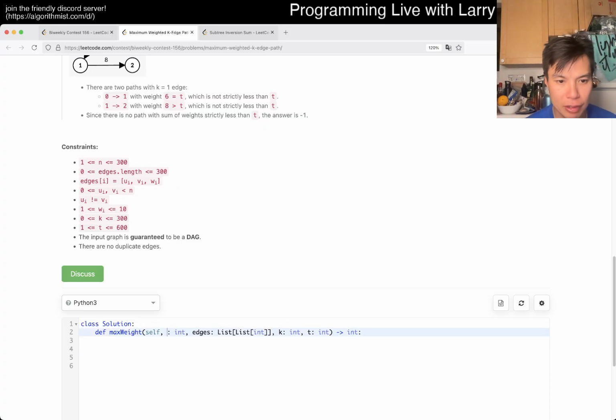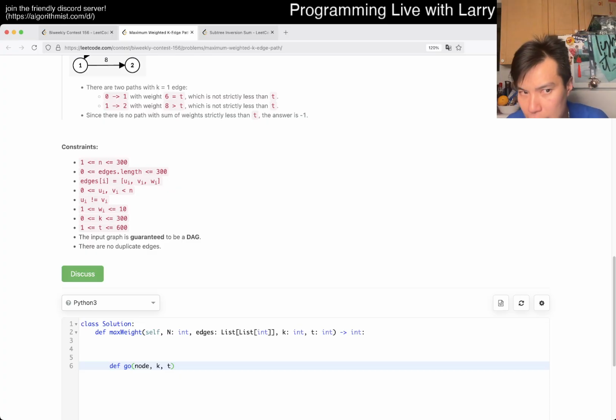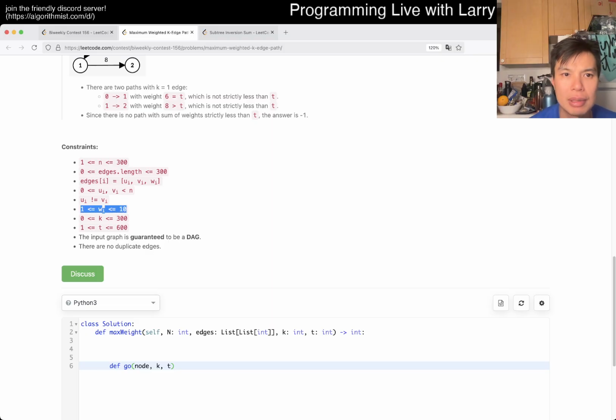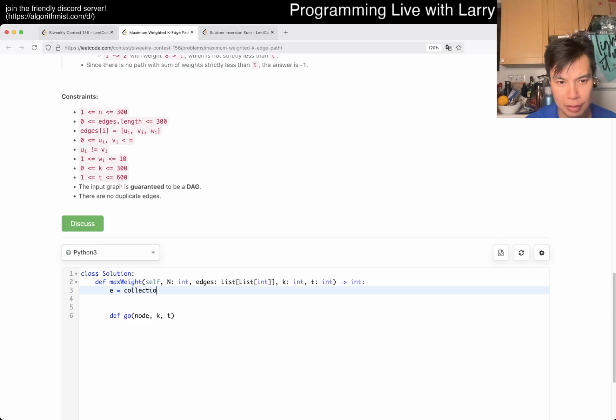I mean, it's DP. I don't know. I want to write it down. Okay, so you have a current node, you have the number of edges used, and then you have t. I mean, that's going to be too expensive, right? 300, 300, 600 is definitely way too expensive, right? Weights of i is 10 is maybe interesting, but maybe not. I don't know. Let's actually convert that first.